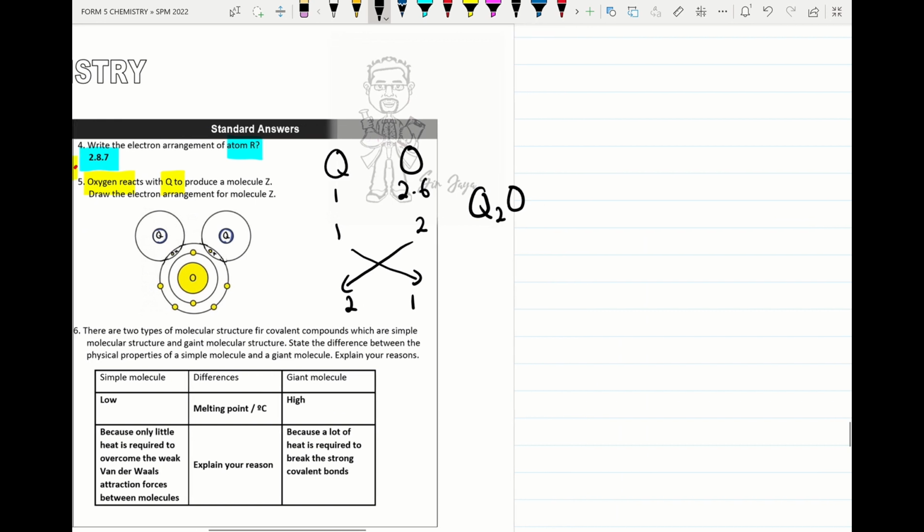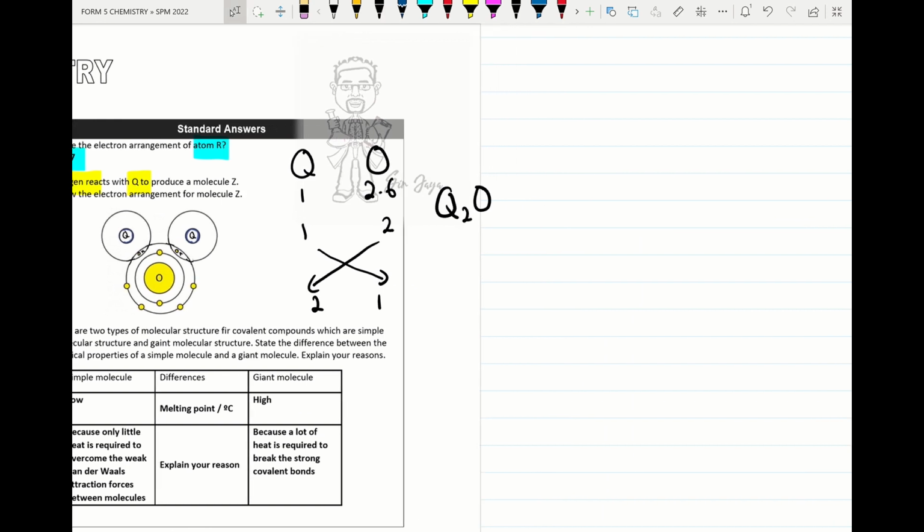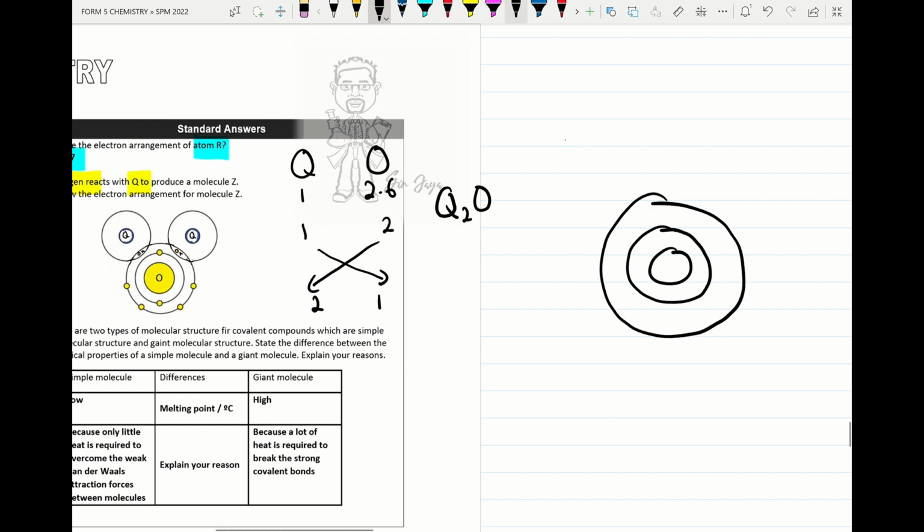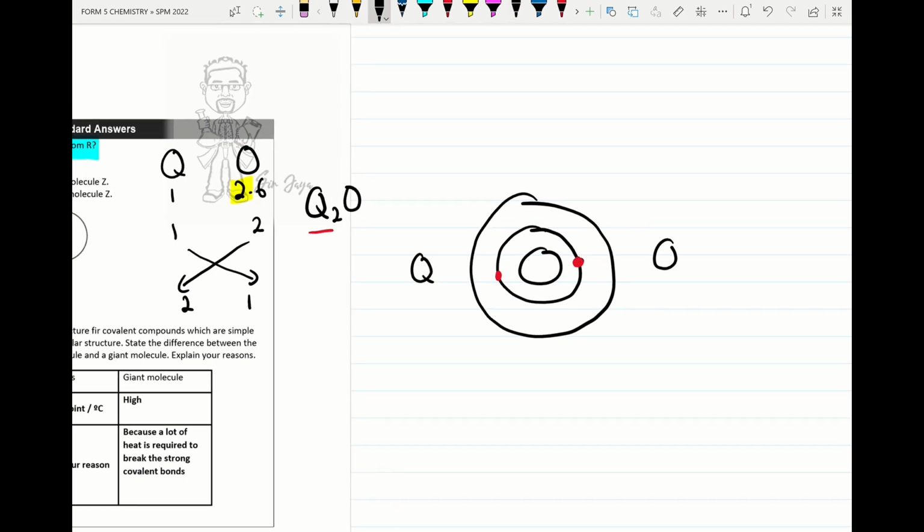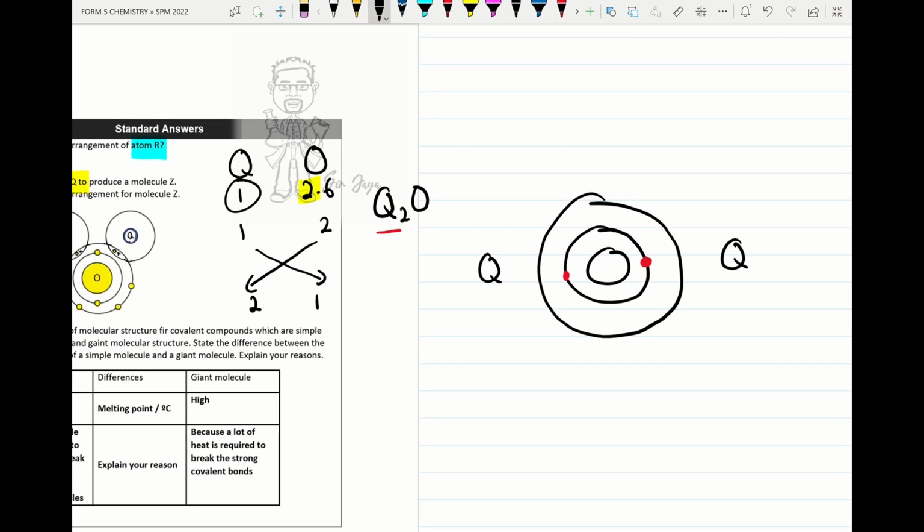So how to draw the electron arrangement? We try to draw O with 2 shells. The first shell of oxygen has 2 electrons, so I put 2 electrons here. We have 2 Q atoms, so I put one Q atom here and another Q atom here. The Q has 1 electron, one shell. Here also it has one shell.